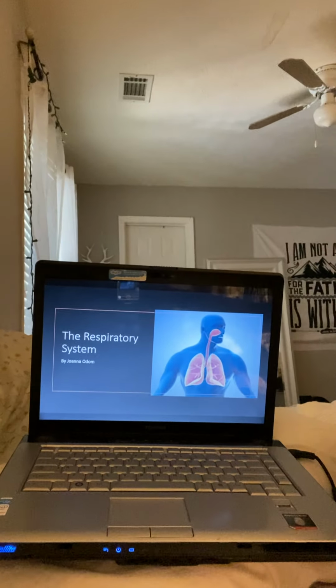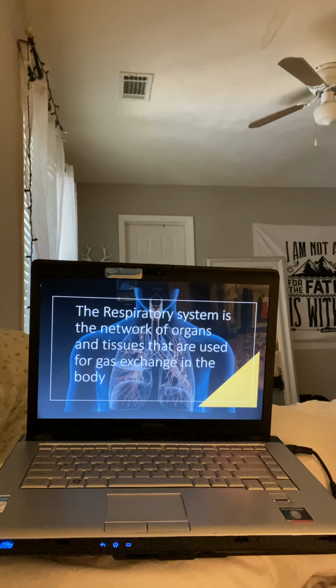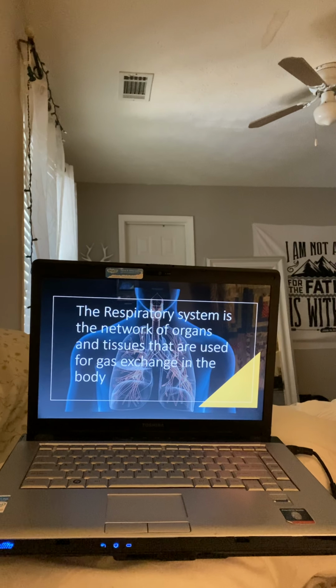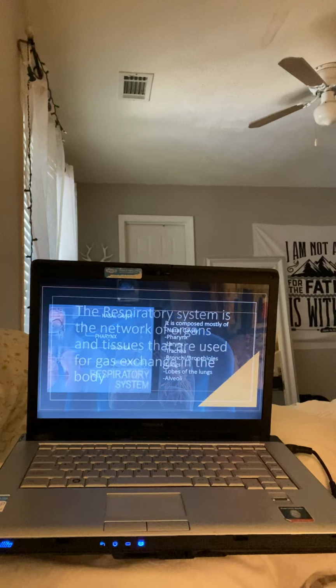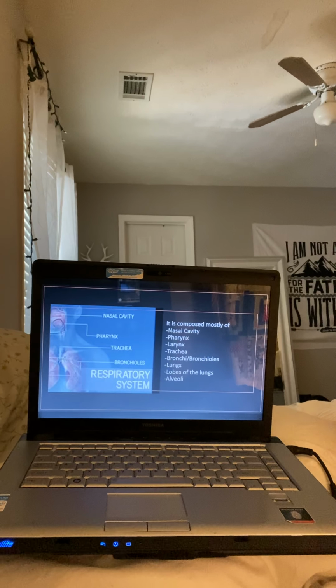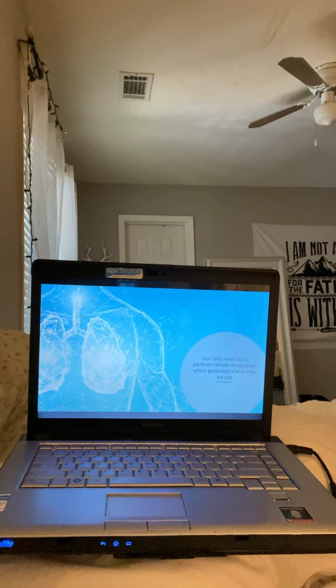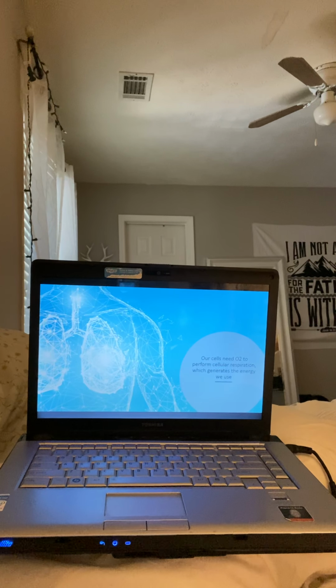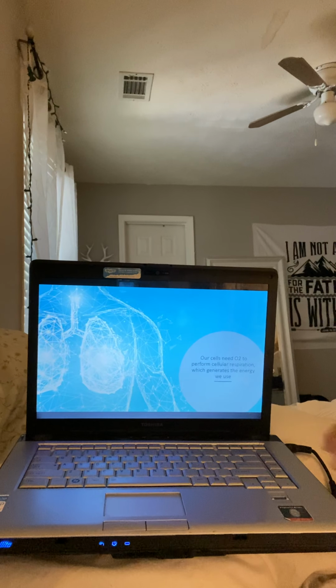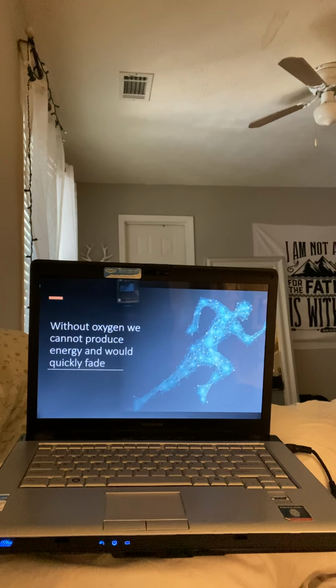Okay, let's jump into it. The respiratory system is a network of organs and tissues that are used for gas exchange in the body. It is composed of mostly the nasal cavity, the mouth, the pharynx, the larynx, the trachea, the bronchus, bronchioles, and the alveoli. Our cells need oxygen to perform cellular respiration, and this generates the energy we use. Without oxygen, we really can't produce energy at all, and we really wouldn't be able to function.